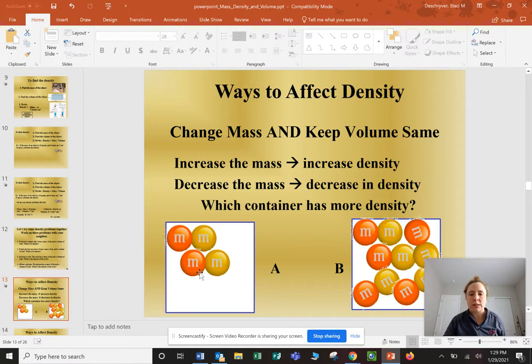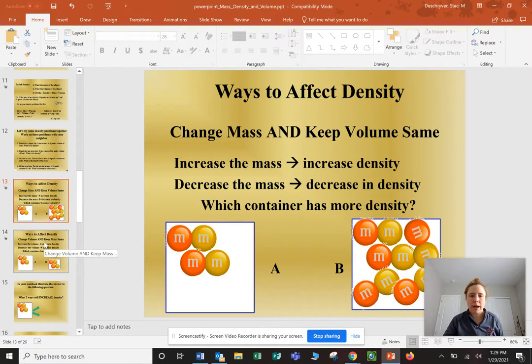So if we look at this between container A and container B, which one has more density? And if you said B, you were correct.